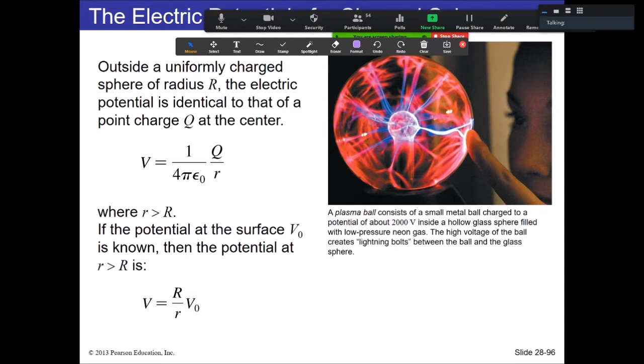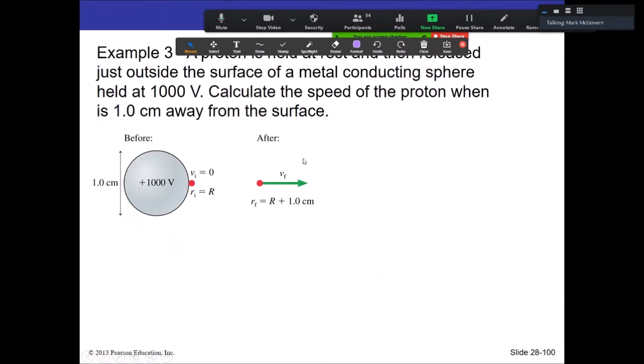Okay, great. This plasma ball is a little wild right now. Never had one that was this crazy. So, I don't know. Let's see. Let's keep going then. All right, so let's do a problem here.